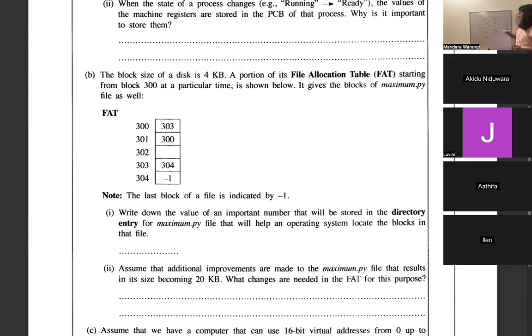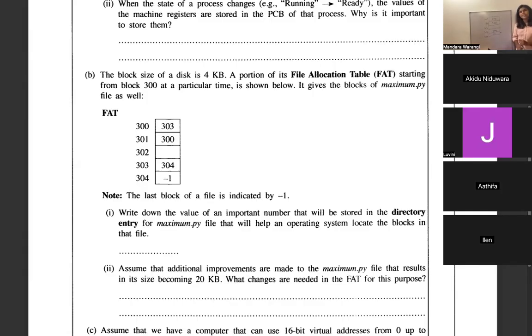Last block is indicated as what? -1. This is the last block. Write down the value of an important number that will be stored in the directory entry of maximum.py that will help to locate the file, which means they are asking us to write the first address. What is the address of the first block? They are asking us to write the address of the first block.